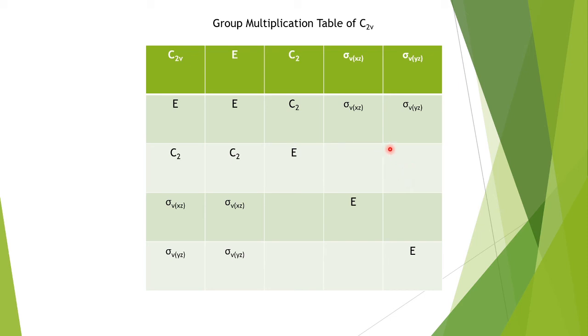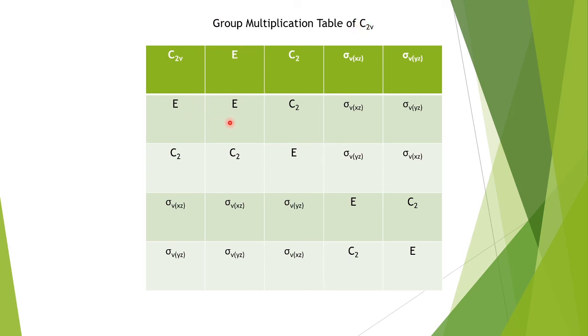Similarly, C2 into sigma v YZ can be either sigma v XZ or the identity operation E. But we already have an identity operation E here, so the only possibility is sigma v XZ. Similarly you can work out the other combinations also, and you can see this is the final group multiplication table of C2v.